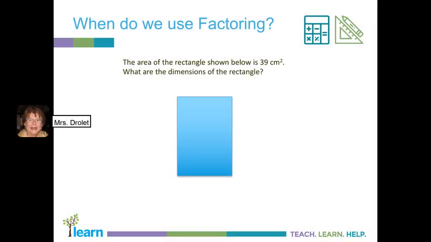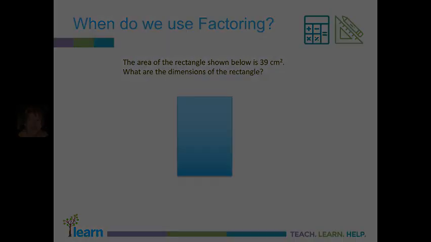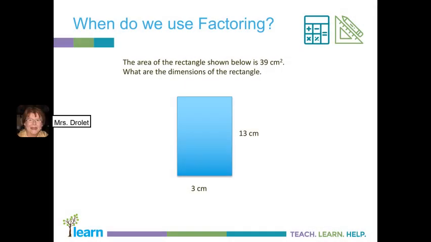When do we need to factor? When do we need to write as a product? Here's an example. If I told you that the area of the rectangle shown below is 39 centimeters squared, and I asked you the question, what are the dimensions of the rectangle? What would you say? I could say that the base is 3 centimeters and the height of this rectangle is 13 centimeters. Why? Because they told us that the area of the rectangle is 39 centimeters squared.